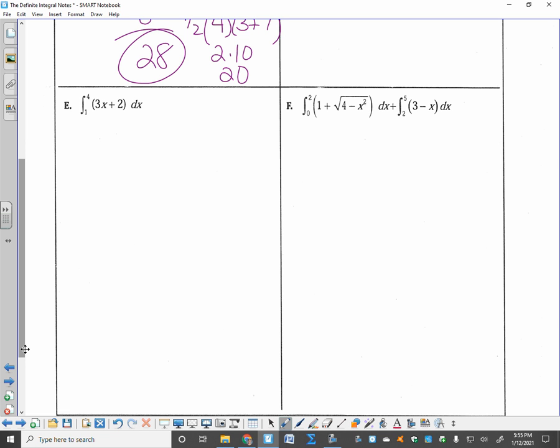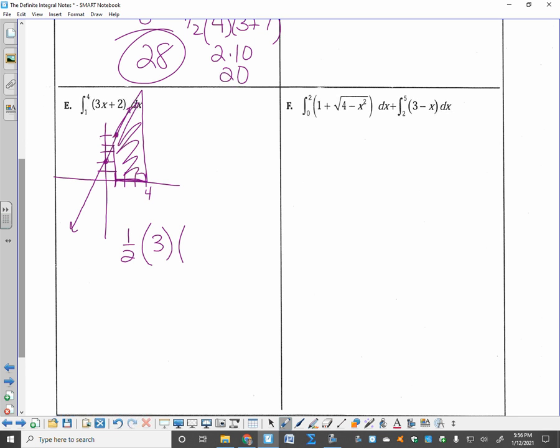Okay, tell you what, pause me. Pause me and try this one on your own, so you can go at your own pace. Up 2, up 3, right 1. And I'm going from 1 to 4. So I want all of that. So trapezoid. 1, 2, 3.